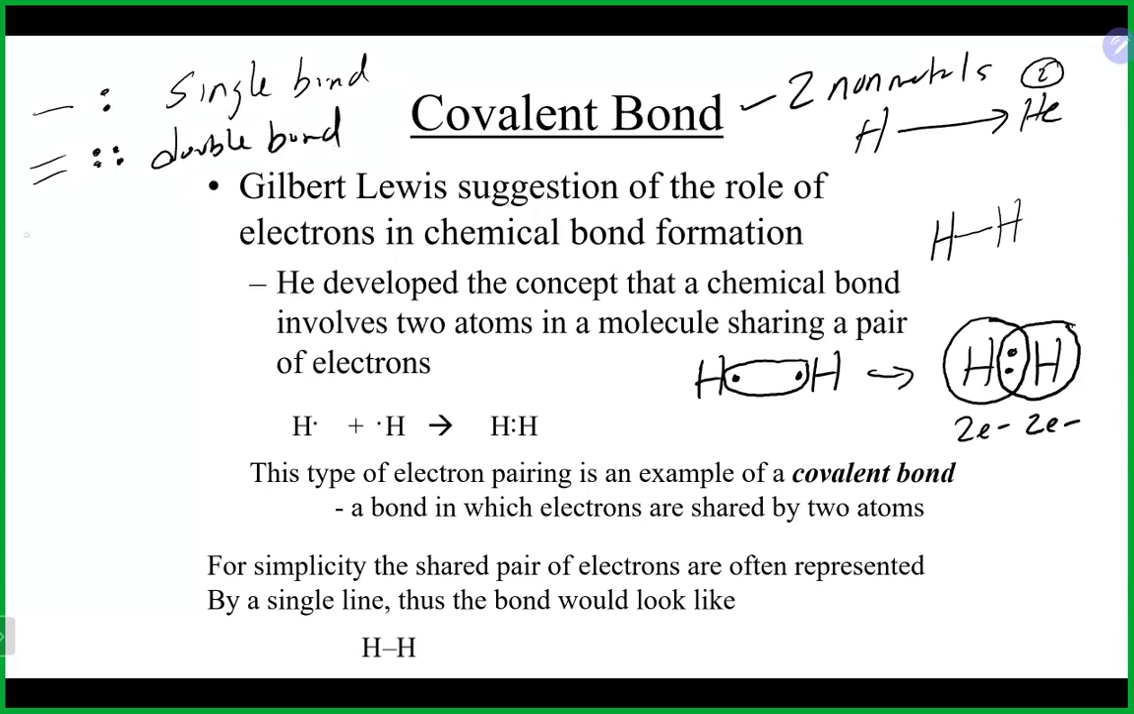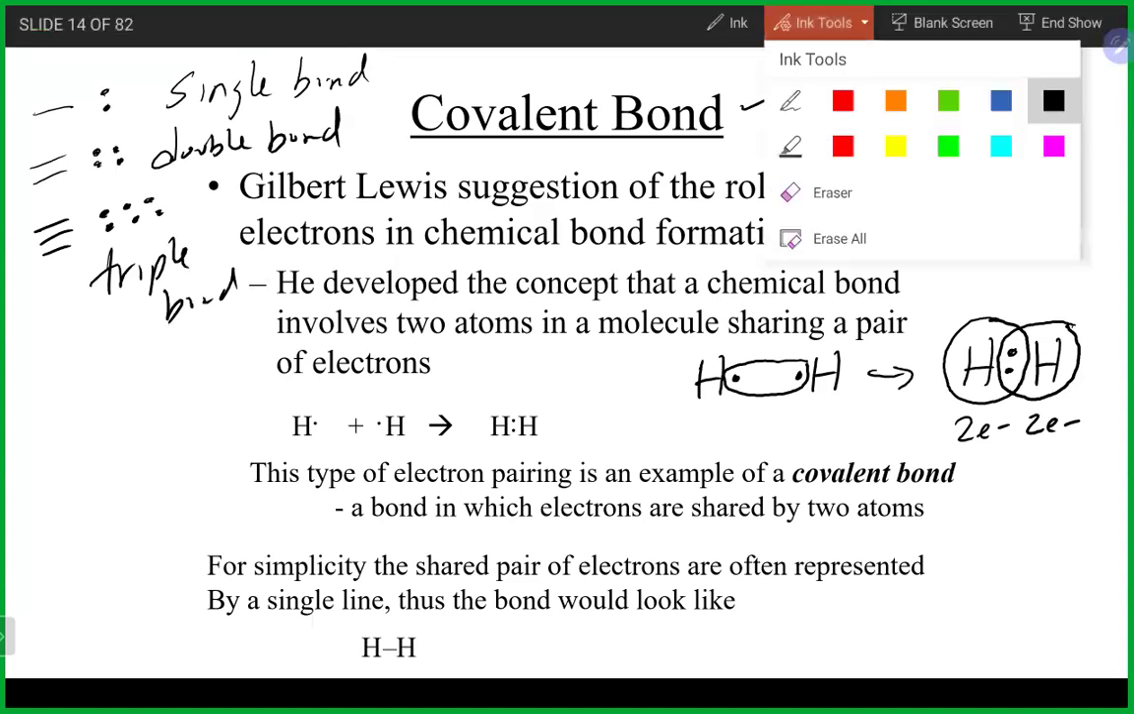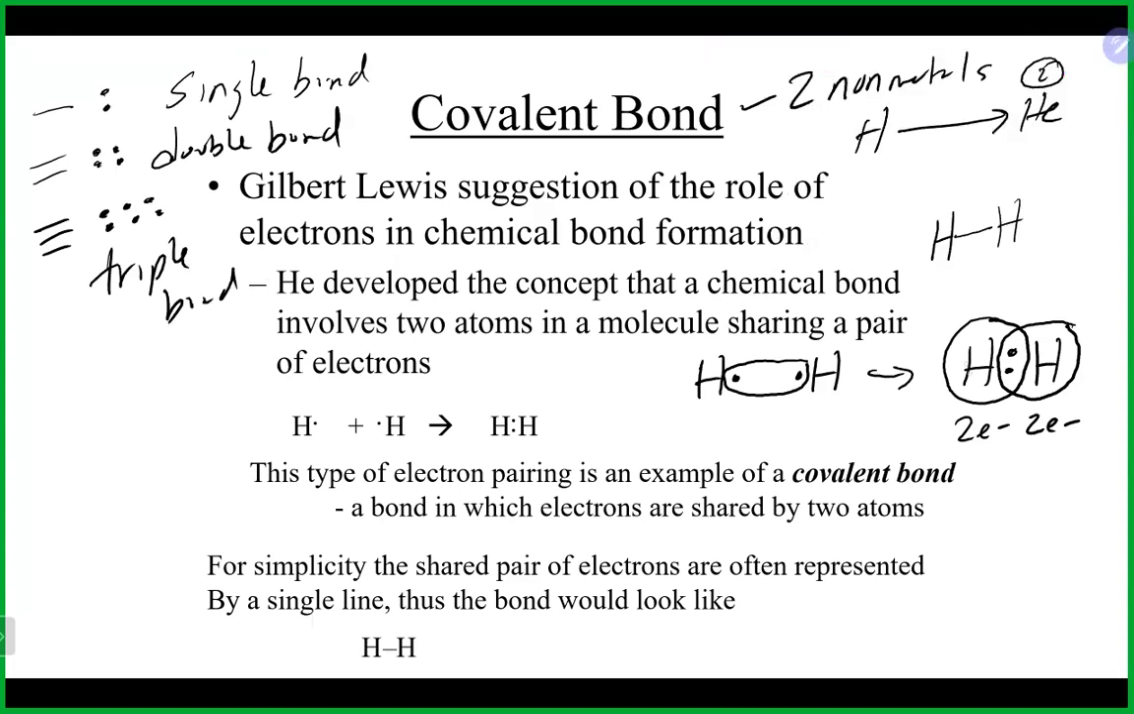And as we will see, you could also have a triple bond, which is 6 total electrons, or 3 pairs of electrons. So you can think of what holds those atoms together as the nucleus, if you will, in these guys.